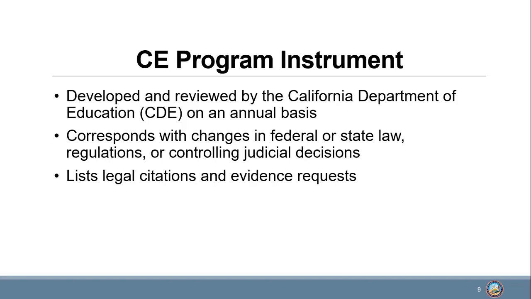Our instrument is developed and reviewed by our department, which is the California Department of Education. As I alluded to in the first couple of slides, the authority or the expectations that we have of the LEAs come from federal law and ESSA, and state law comes into play once in a while as well. So it corresponds with changes in federal or state laws. To make things transparent, at the end of each requirement there is a legal citation and evidence request, so it's clear where we get that authority and how you meet that requirement.